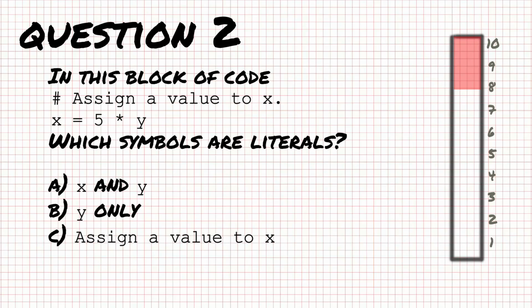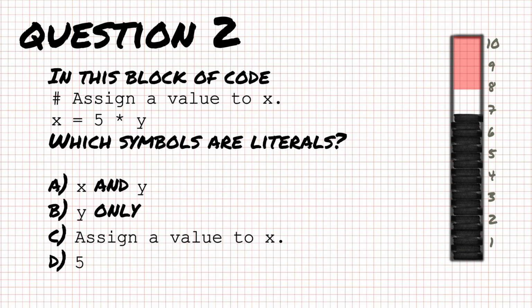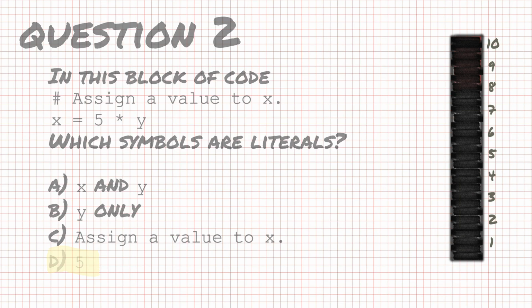Question 2. In this block of code, # assign a value to x, x = 5 * y. Which symbols are literals? Is it A, x and y, B, y only, C, assign a value to x, or D, 5? The literal is D, 5. A literal is an expression that literally evaluates to what you type. 5 literally evaluates to 5.